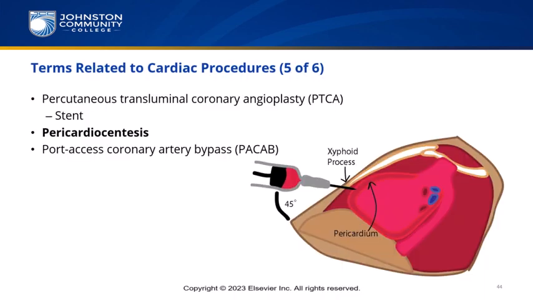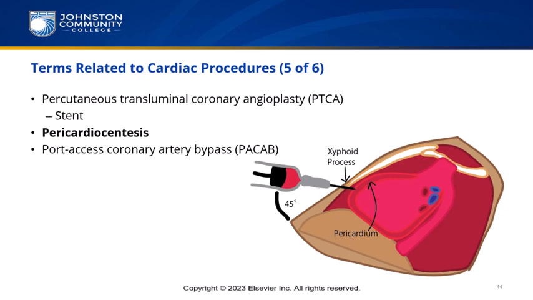Let's look at this first term, percutaneous. So per is our prefix meaning through, cutaneo means skin, and us is pertaining to. So this is pertaining to through the skin. And we have transluminal. Trans also means through.